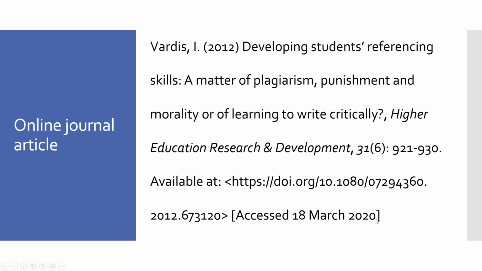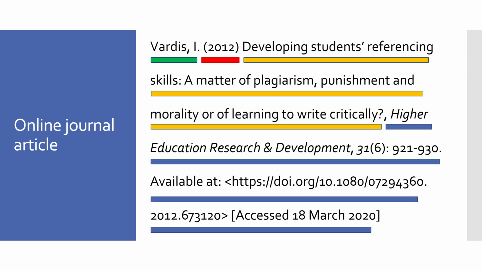Now, an online journal article is only very slightly different. So if you found the journal online, then you would have the who, the when, the what, the where, which is exactly the same up until the page numbers. After that, you have to include available at, and then you put the URL for where you found the journal article, and then you include when it was accessed.